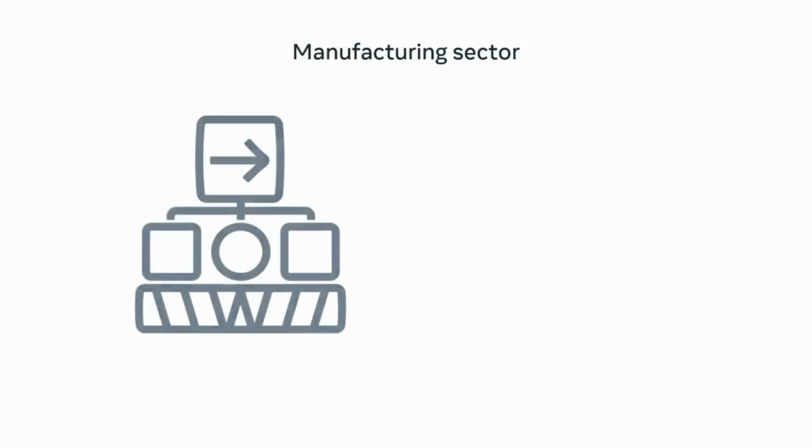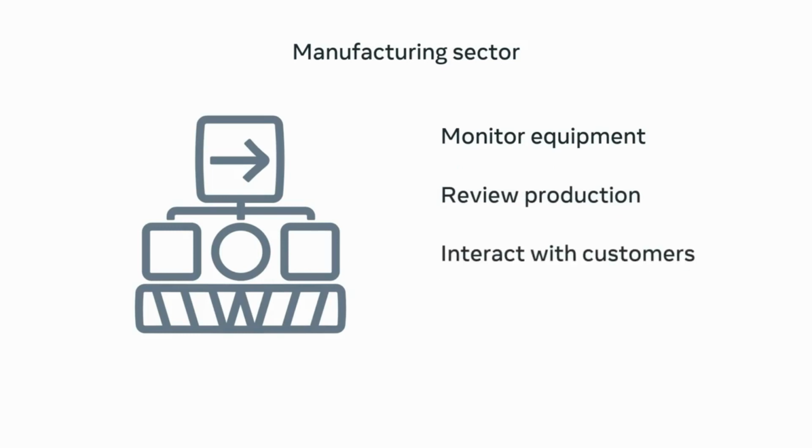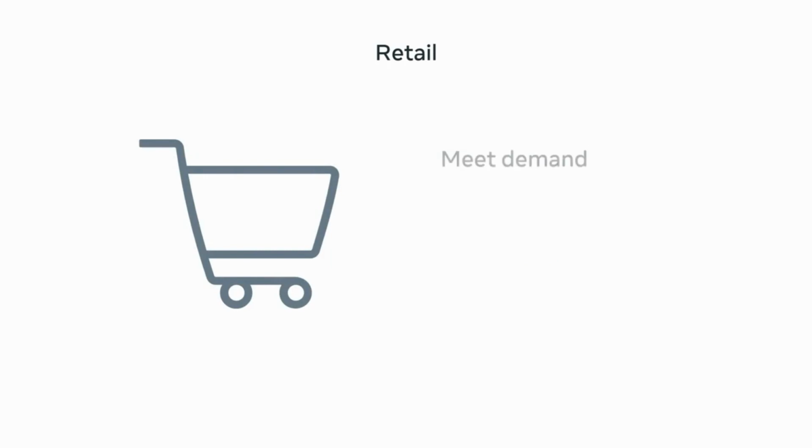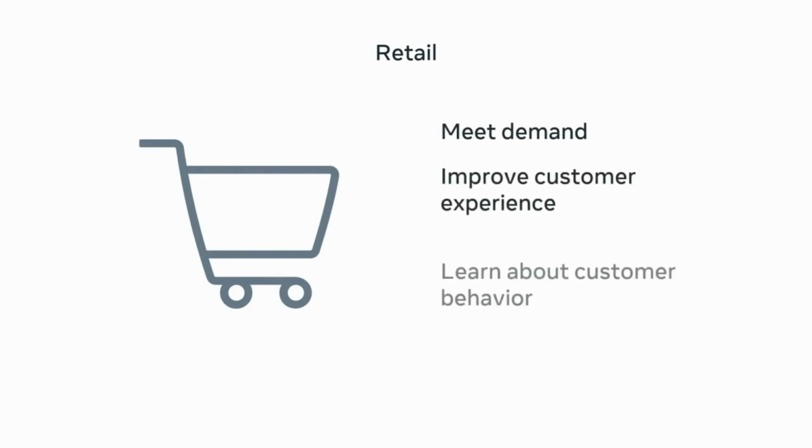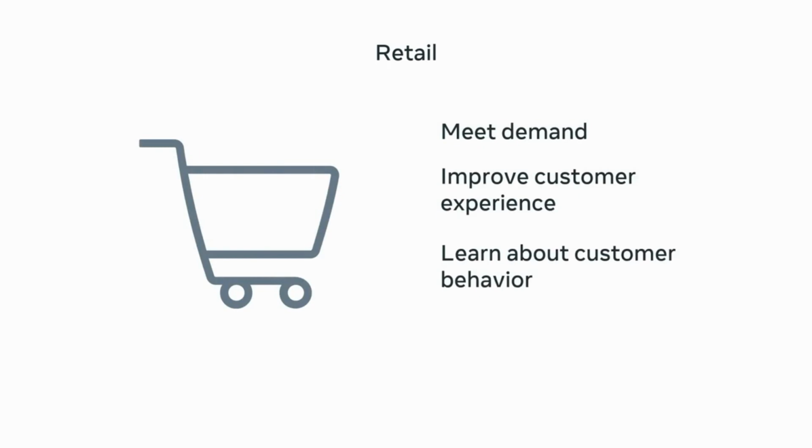For example, the manufacturing sector processes big data to predict equipment failure by evaluating the current state of machinery, assess production processes by monitoring the production line, respond to customer feedback proactively, and anticipate future demands by monitoring current sales. Retail processes big data to anticipate customer demand, improve customer experience, analyze customer behavior and spending patterns, and identify pricing improvement opportunities.